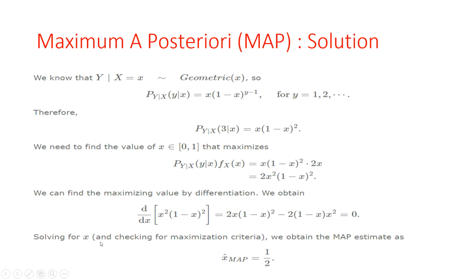So solving for x and checking the maximization criteria, we obtain the MAP estimation: x MAP is equal to 1 by 2. If we solve for x here, we get x MAP equal to 1 by 2.